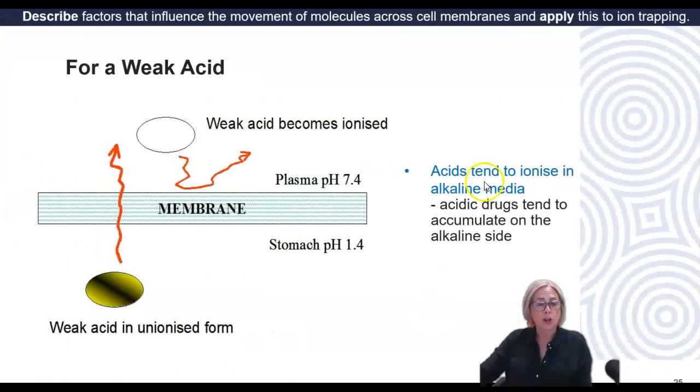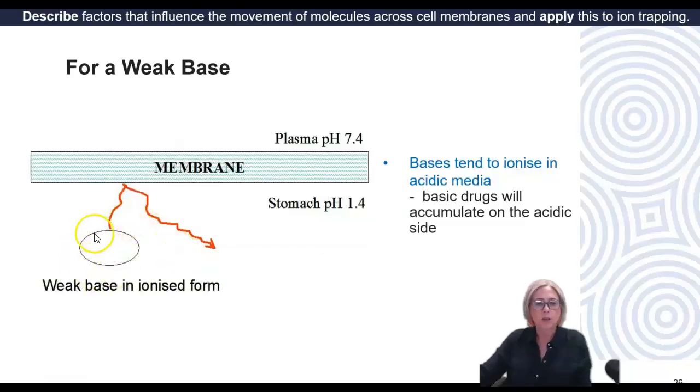And if you're a visual learner, this is one I just drew out for you. Again, we've got our weak acid in unionized form in the stomach pH, so it can clearly cross. And once it enters the plasma, some of that weak acid becomes ionized. So acidic drugs tend to ionize in alkaline media, and acidic drugs then tend to accumulate on the alkaline side. Whereas here the weak base in the stomach pH will be in the ionized form.